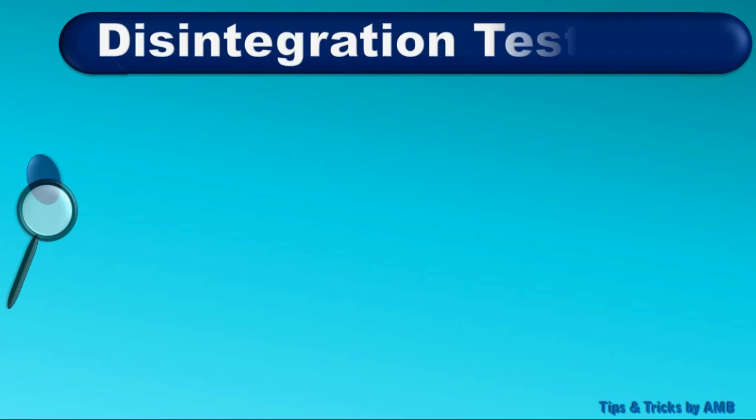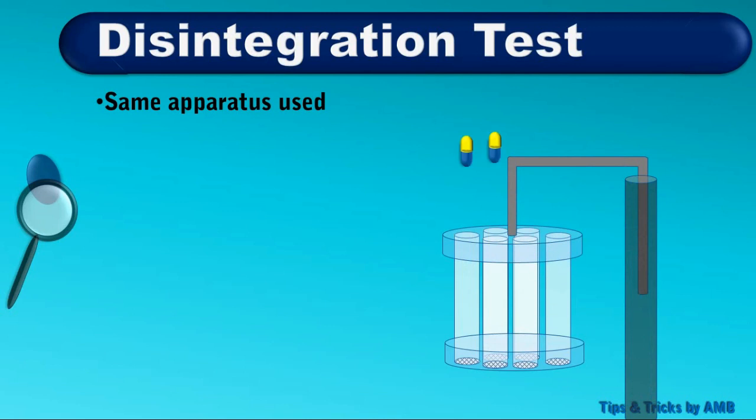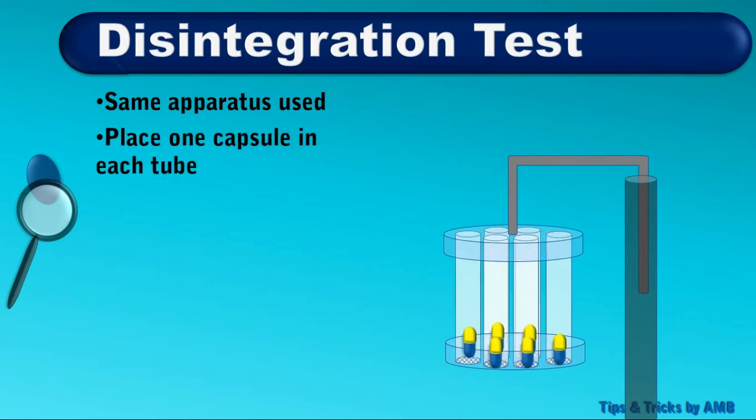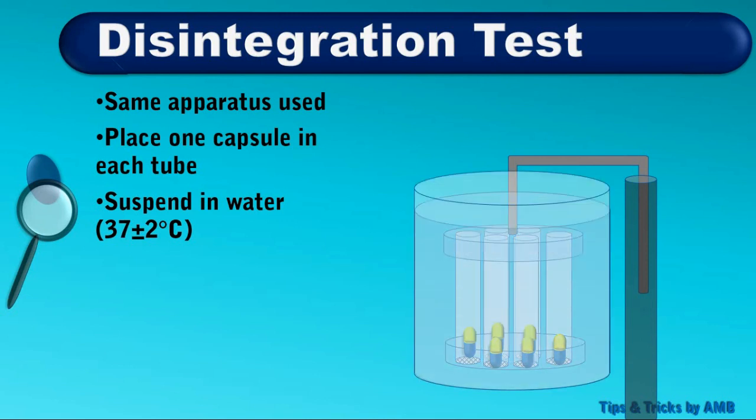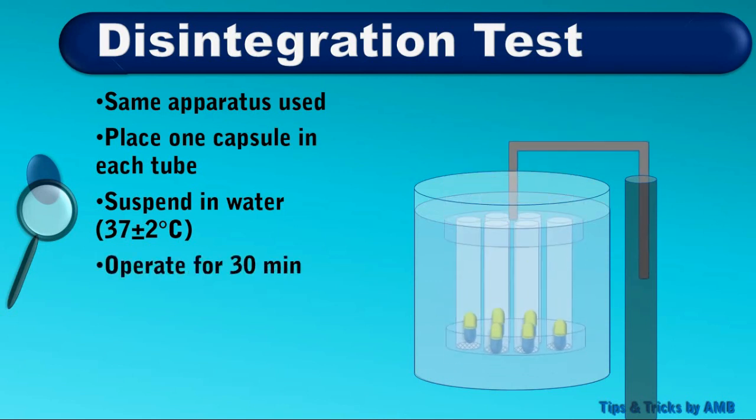Now next we have to discuss the disintegration test. For the disintegration test of capsules, the same apparatus is used which is used for the disintegration test of tablets. Now place one capsule in each of the 6 tubes of the basket of the assembly and suspend it in water maintained at a temperature of 37 plus minus 2 degrees Celsius. Discs are not used in case of hard gelatin capsules except if they are floating. In case of soft gelatin capsules, we must use a disc. Operate the apparatus for 30 minutes.